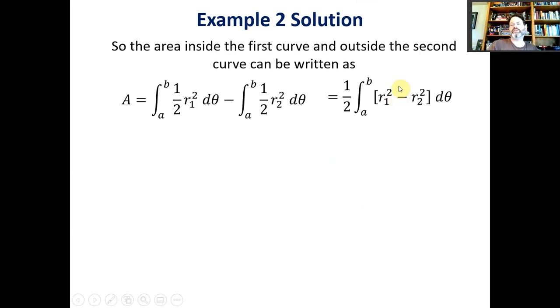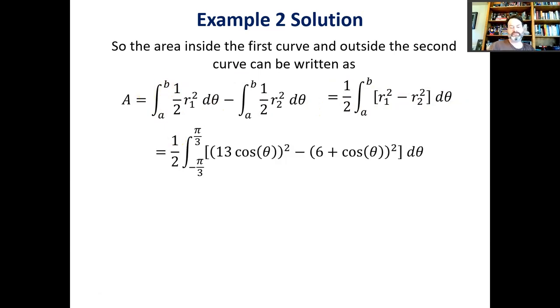And you can simplify the formula like this, because everything else is the same. The bounds of integration are the same. They're both d theta. They both have 1/2. So you can combine the integrals together. So it's negative pi over 3 to pi over 3. I pulled the 1/2 to the front and plugged in the functions.